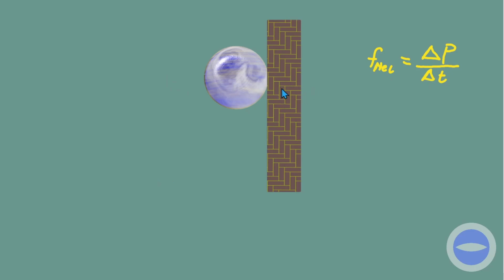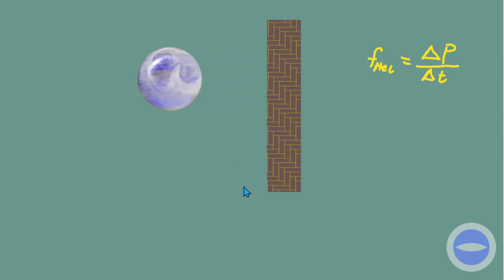So t is the time that this ball spent with the wall. F net is the force that this soil exerts on the ball. And then change in momentum is the initial momentum and the final momentum. So be able to interpret this one. Then this is the law that they're talking about.